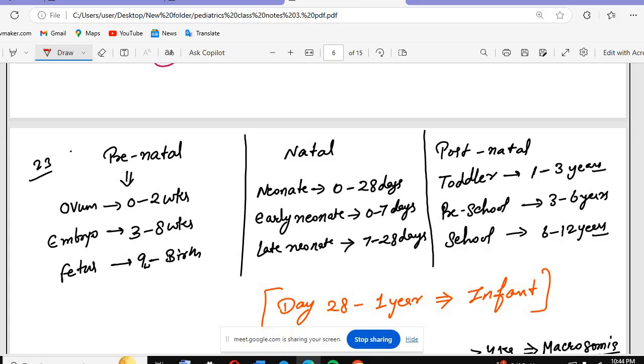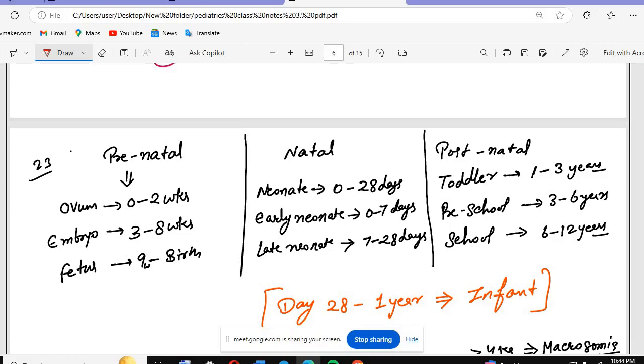Before that, we have the prenatal, when the baby is in the womb. There in the womb, first there is the ovum formation, which occurs in the first 2 weeks, 0 to 2 weeks. After that, there is the formation of the embryo, occurring at 3 to 8 weeks. Then we have the fetus, from 9 weeks till the birth. So there are three conditions in the prenatal: ovum, embryo, and fetus.